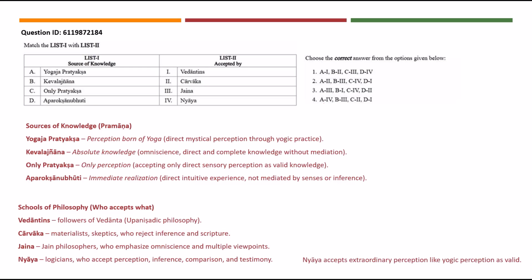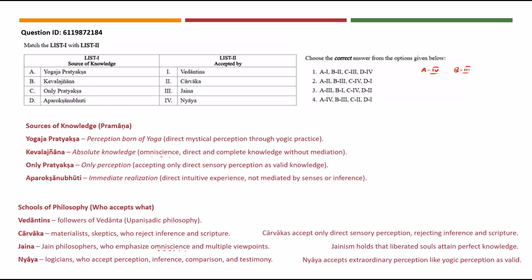Nyaya accepts extraordinary perception like yogic perception as valid. So A will be mapping to 4 here. Then we'll go for Jaina. Jainism holds that liberated souls attain perfect knowledge. You can use the term omniscience here and omniscience here. So it's about perfect knowledge or complete knowledge. So B will be mapping to 3.